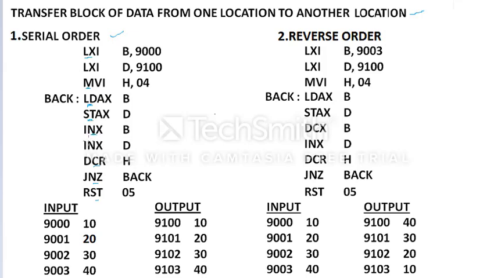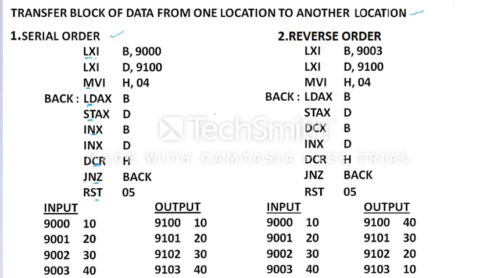Then we are moving to the INX instruction. INX stands for incrementing any register pair location. Then DCR stands for decrementing any register value, not a location. Then JNZ. JNZ is a type of branch instruction. J stands for jump, NZ stands for no zero. Until the zero flag is set, it should make the condition to go back to the specified label. Then RST stands for restart instruction. It is similar to the halt instruction.